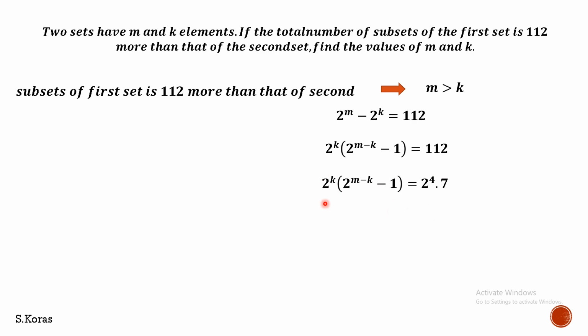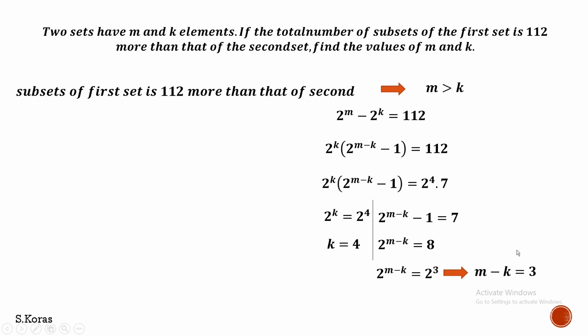So if we equate, we get 2 power k is equal to 2 power 4. So k will be equal to 4. And let's go to the next part, that is 2 power m minus k minus 1 is equal to 7. If minus 1 goes to the other side, it becomes plus 1. So 2 power m minus k will be equal to 8. 8 can be written as 2 to the power 3. So if we equate the powers, m minus k will be equal to 3.